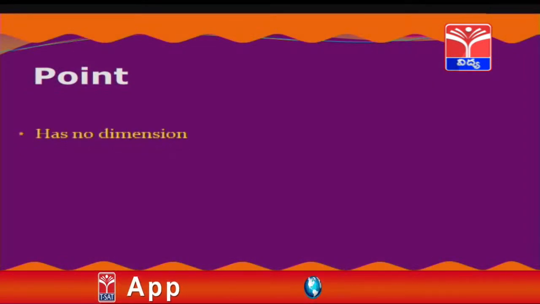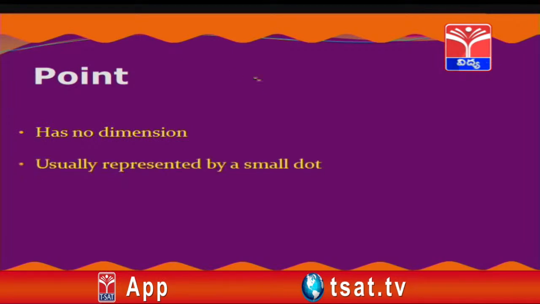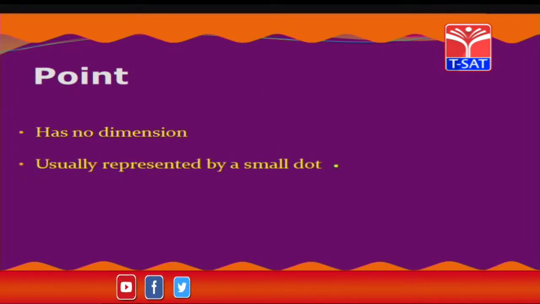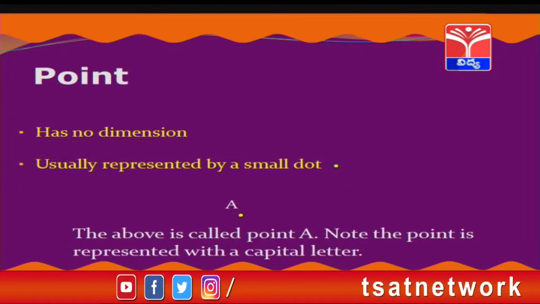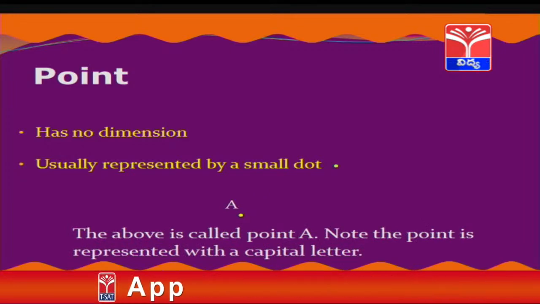So, what is a point? It has no dimension, usually represented by a small dot. You see, the above is called point A. Note, a point is represented with a capital letter.